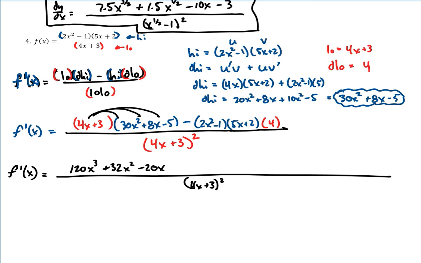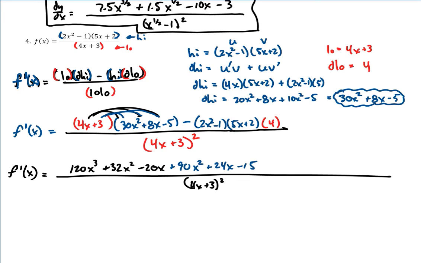And then this positive 3 would also multiply all of them. Let's go ahead, I'll do that one in blue. So positive 3 multiplies those three terms. So positive 3 times 30 is positive 90, and then attach x squared. 3 times 8x would be positive 24x. And then positive 3 times negative 5 would be negative 15.